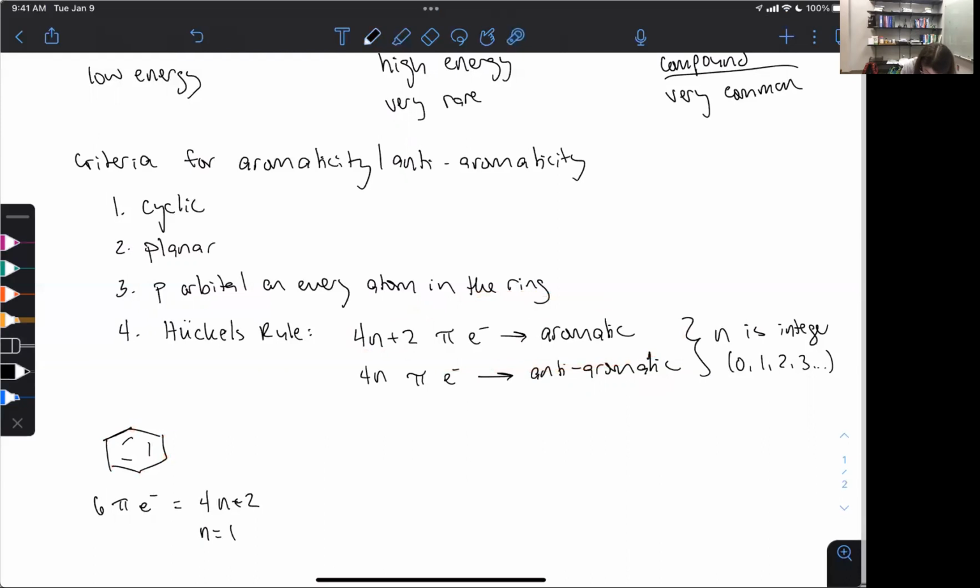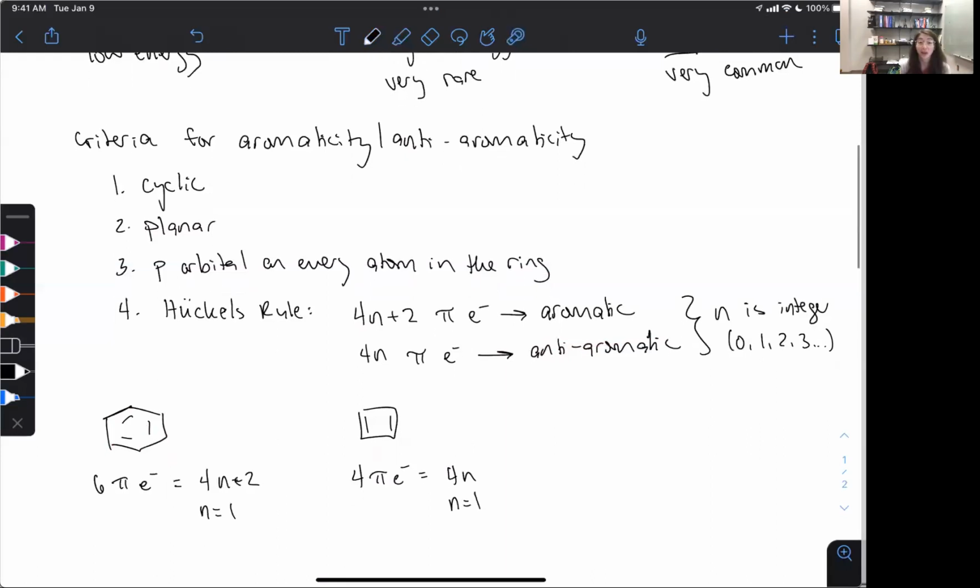So if we look at cyclobutadiene on the other hand, I've got 2 pi bonds, so that's a total of 4 pi electrons. That's definitely going to fall into the 4n, where n equals 1. Okay, so it is cyclic, it is planar, it's got a p orbital on every atom, right? 1, 2, 3, 4, and it falls into that anti-aromatic number of electrons for Huckel's rule. So this guy is anti-aromatic, okay?